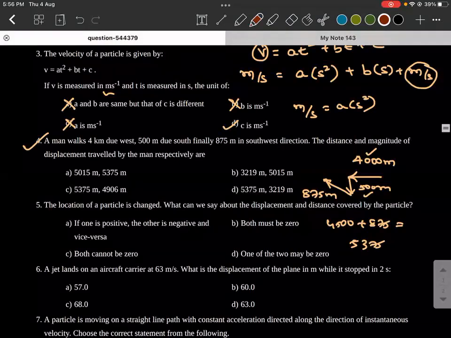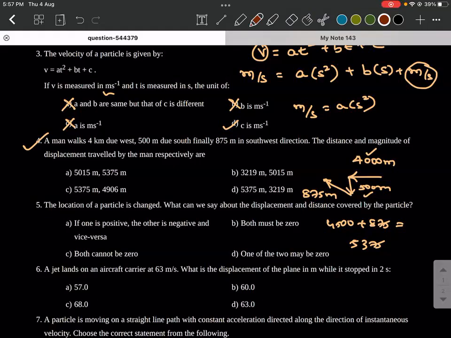So the answer, by now you can guess it. At least what would be the answer? What would be the answer? At least guess. You need not do the calculation. Sir, C, sir. 906. Why C? You tell me the logic.